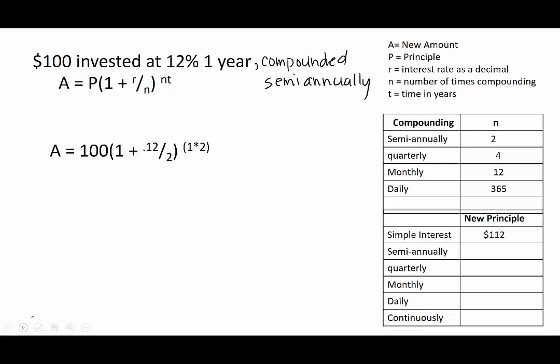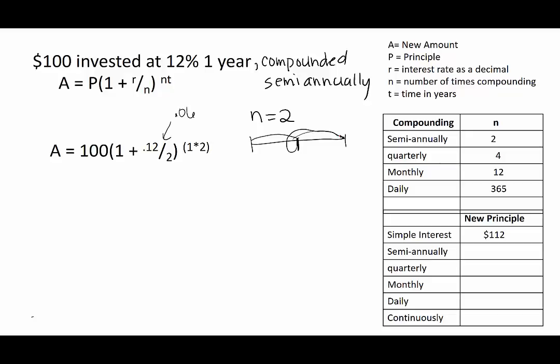Next, we're going to compound the interest semi-annually. So if it's semi-annually, then N equals 2. So $100, 12%. If you're compounding it semi-annually, you're going to stop in 6 months, calculate the interest, put the interest into the account, and then let it go the rest of the year. So at 6 months, you're not going to earn 12%, you're going to earn 6%. And then the second half of the year, another 6%.